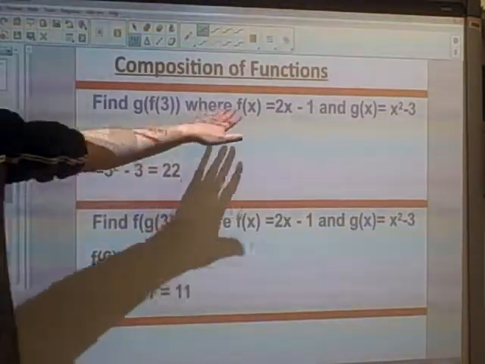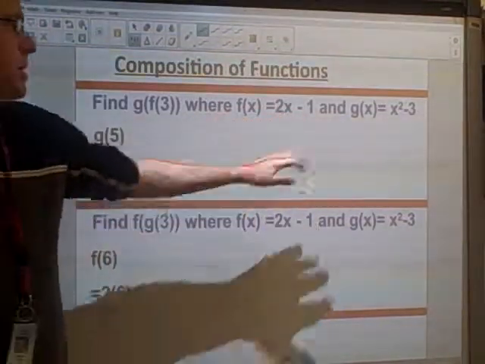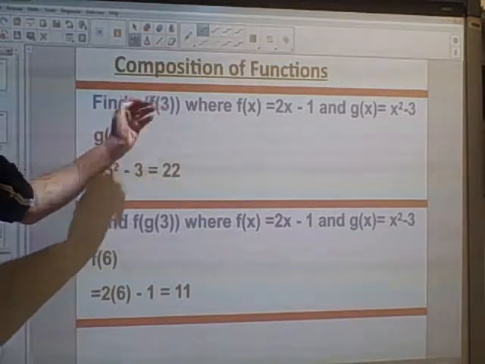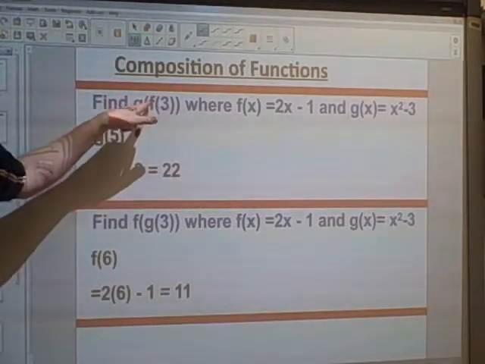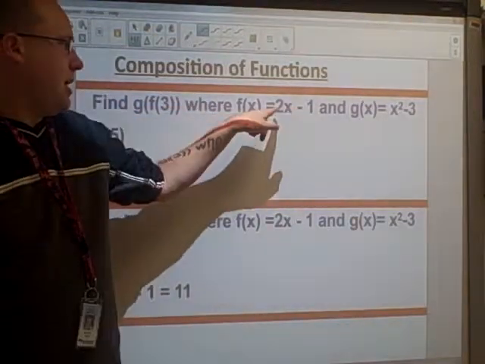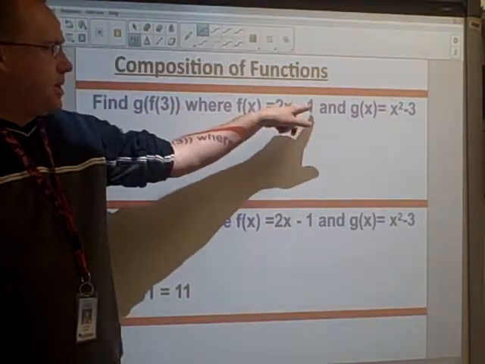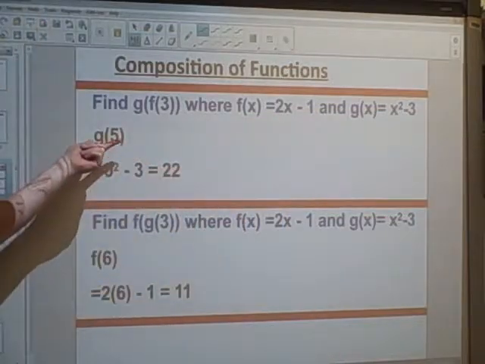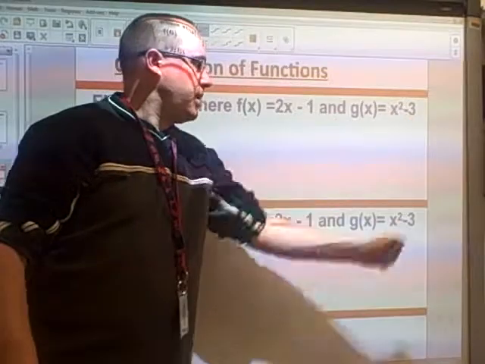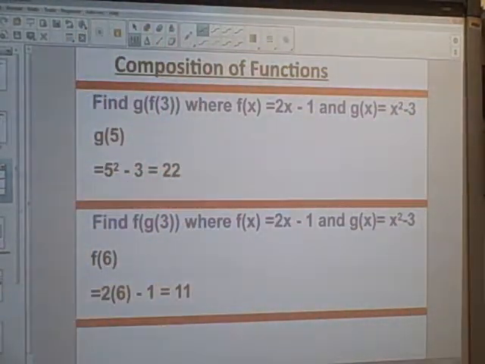So if we have a couple of functions here, f of x is 2x minus 1, and g of x is x squared minus 3. And if we're working out g of f of 3, what that means is we take 3 and plug it into f, take that answer, plug it into g. So if we plug 3 into f first, 2 times 3 is 6, take away 1 is 5, which is what I've set here. And then we take 5 and we plug that answer into g. So 5 squared minus 3 should give us 22.